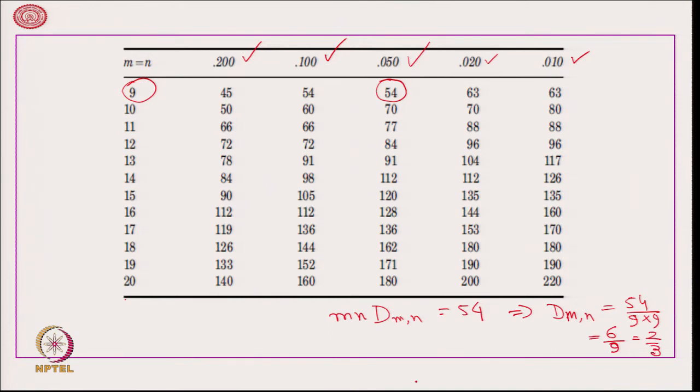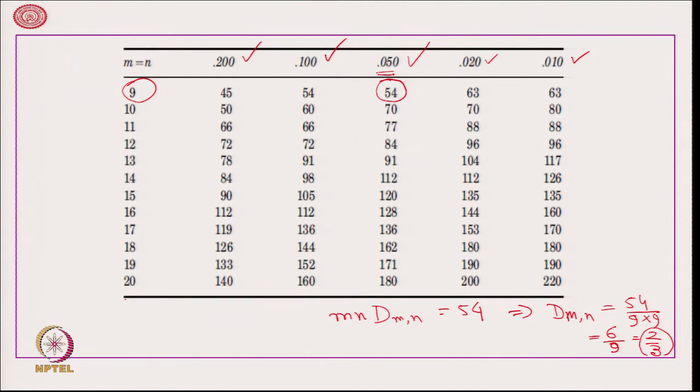What does it mean? It means that if the sample sizes are 9 from both x and y populations, then the maximum difference in their empirical distributions will be greater than or equal to 2 by 3, or say 0.67, with a probability of 0.05, that is 5%.